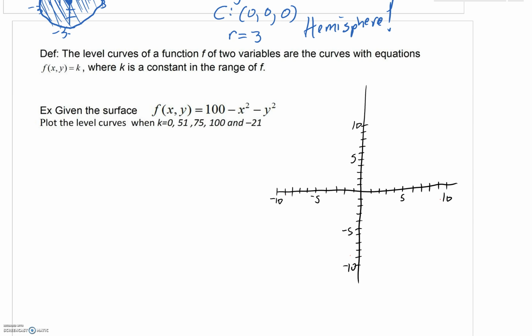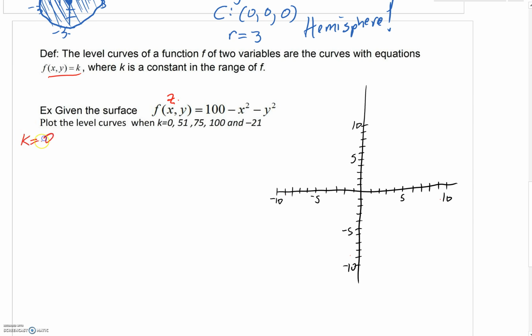So let's just say that we have a surface, and z is equal to some constant. We can find out what our domain really would look like for that one particular z value, and that could be very, very helpful. So let's take a look right here. F of x, y, that's our z, is equal to 100 minus x squared minus y squared. They want us to plot the level curves when k equals 0 and when k equals 51, 75, and then 100. So let's just get started right here.